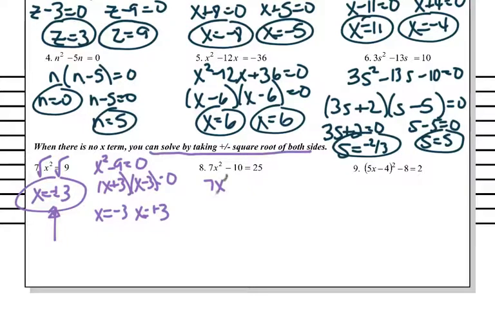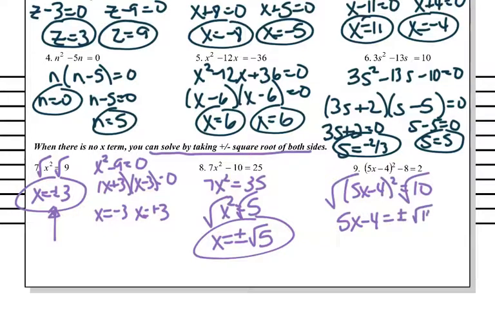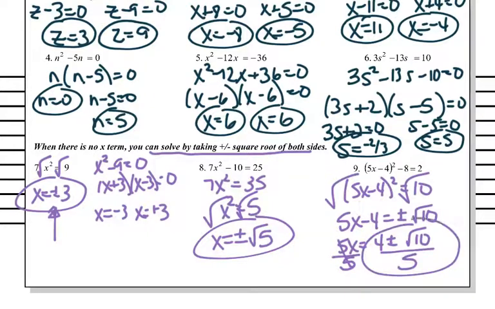Here, if I solve 7x squared equals 35, x squared is 5, it's not a perfect square, but I can still solve it by taking plus or minus the square root of 5. This one's a little more involved. Here, if I add 8 to both sides, I get 10. Square root, plus or minus square root of 10. I'm going to add 4 to both sides, put that 4 first, plus or minus root 10, and then divide both sides by 5. So my final answer, 4 plus or minus root 10 over 5.